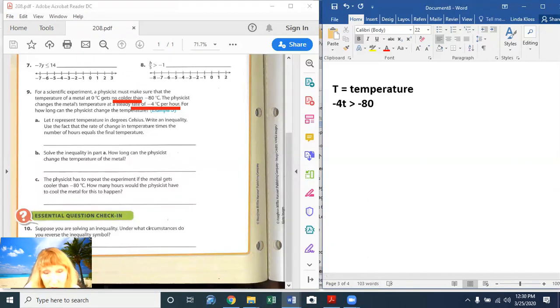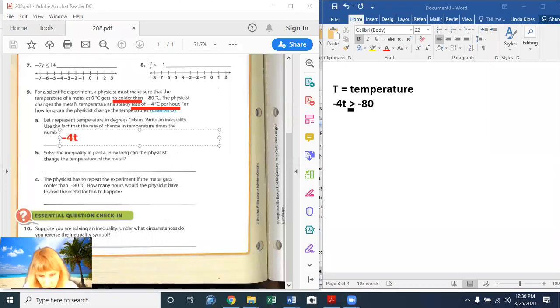It has to be greater than -80 degrees Celsius. However, can it be equal to -80 degrees Celsius? Exactly, it can, because it says it can be no colder than. So -80 is included, so we have to put the little line under the equals. So that would be letter A: -4t is greater than or equal to -80. A little line under there. And I wanted that to be red. So let's erase that and make it red.